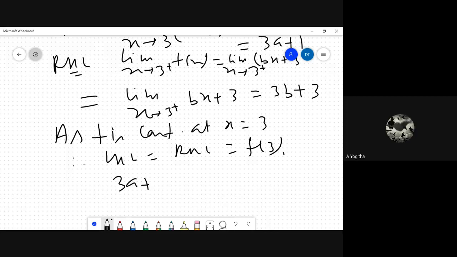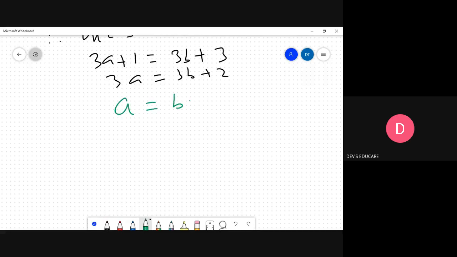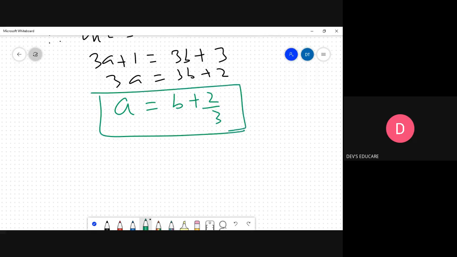3a plus 1 equals 3b plus 3, which gives us 3a equals 3b plus 2. Further, it can be written as a equals (3b plus 2) by 3, that is, a equals b plus 2 by 3. So this is the answer. You can check it from the back side, and also the question which we did earlier.